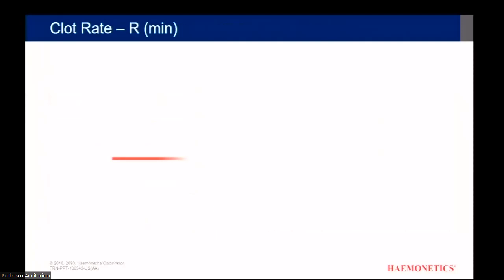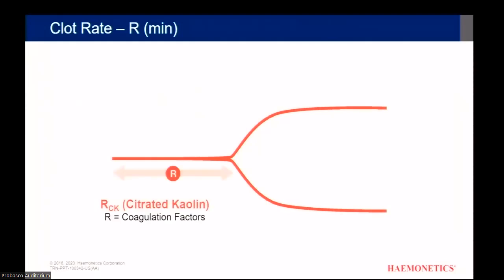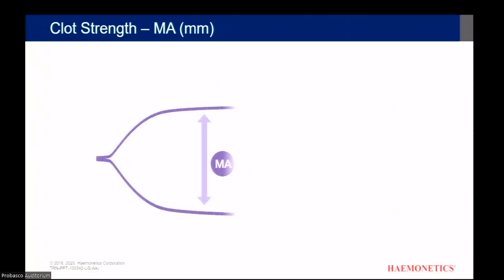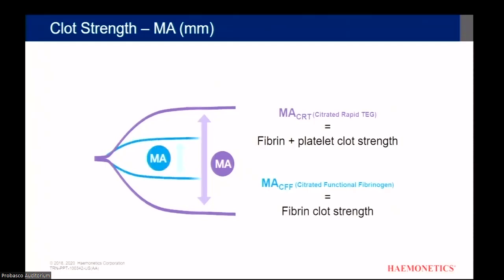And so again, talking a little bit more in depth about clot rate, what does it show you? It is evaluating factor contribution to clot formation. So does this patient need FFP? And then also in this, you will capture lysis as well. It goes on to give you your lysis percentage in that saturated kaolin sample. And then looking at strength side by side, we look at the rapid TEG MA as well as the functional fibrinogen MA side by side.